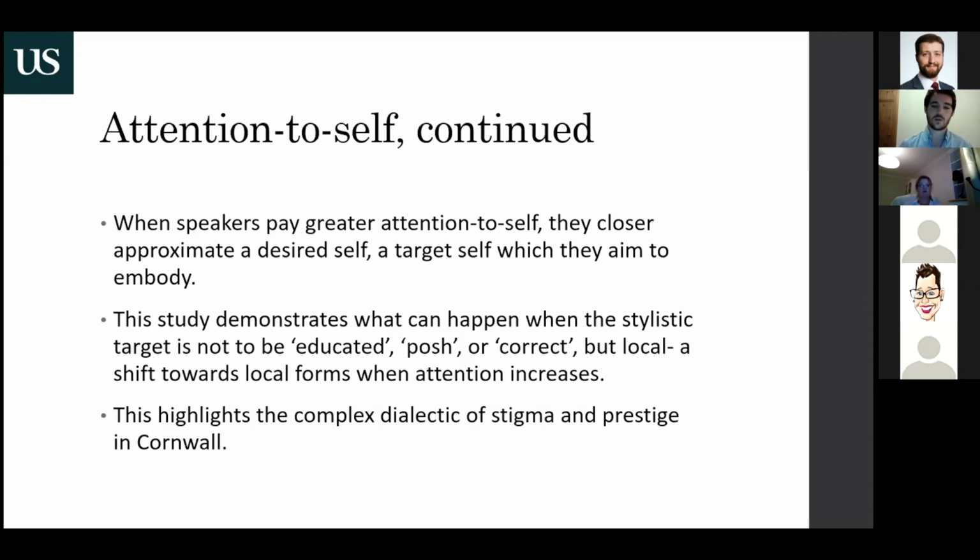Cornwall. So generally speaking, the dialect is overtly stigmatized, but also the shift towards Anglo-Cornish words in careful speech styles demonstrates that it has a local prestige. And this prestige isn't covert, it's very much overt, but it's local.